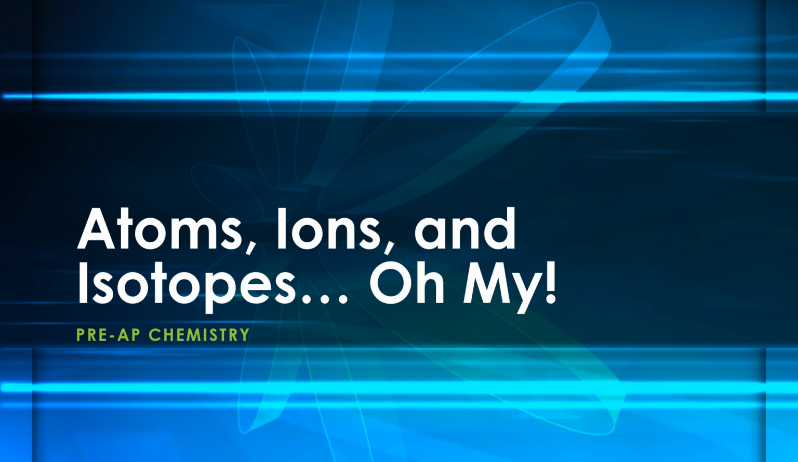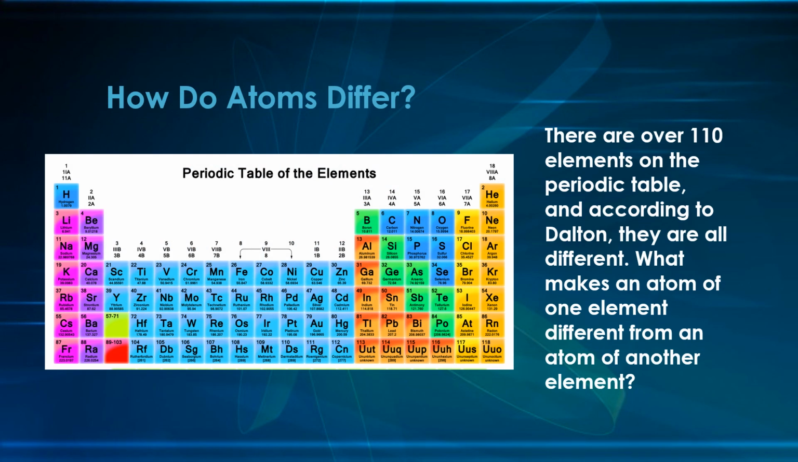Atoms, ions, and isotopes, oh my! Today we take a look at the three different types of particles and differentiate between them. How do atoms differ? There are over 110 elements on the periodic table, and according to Dalton, they're all different.